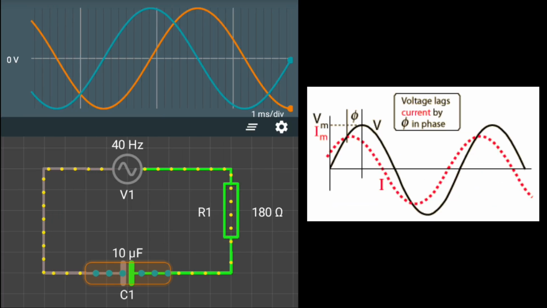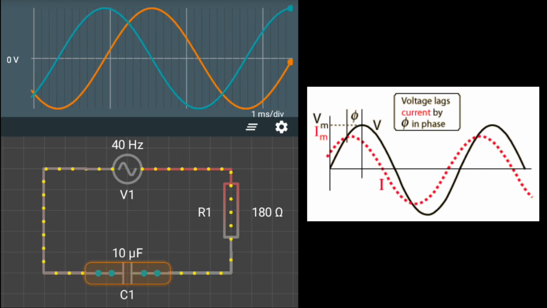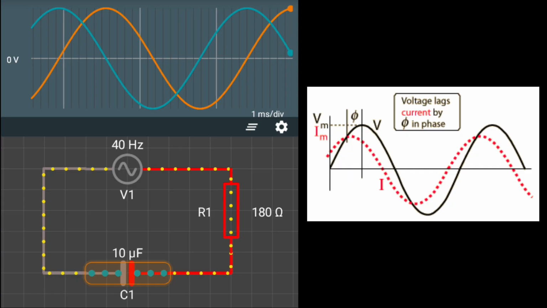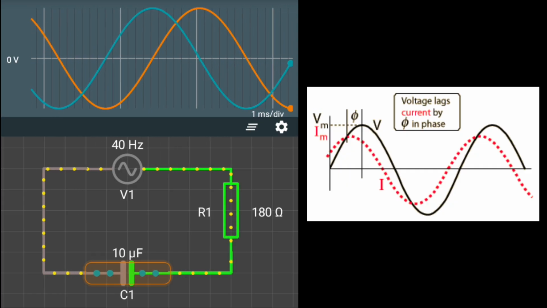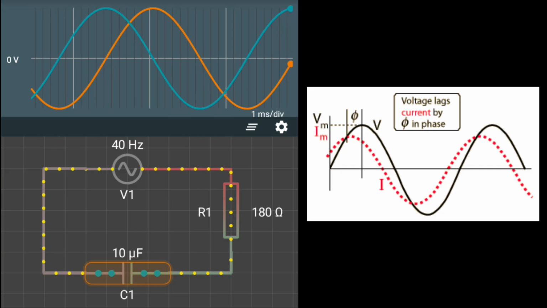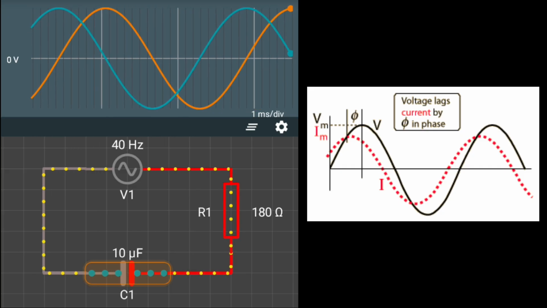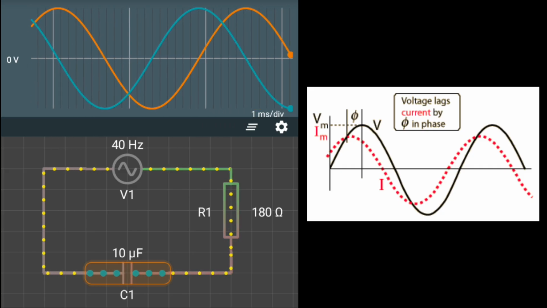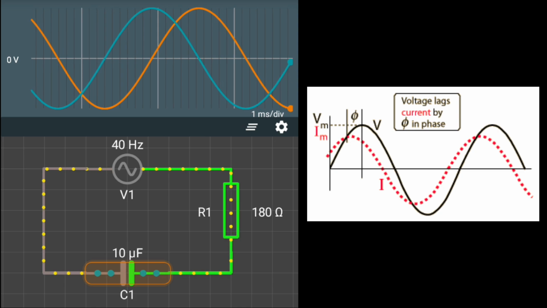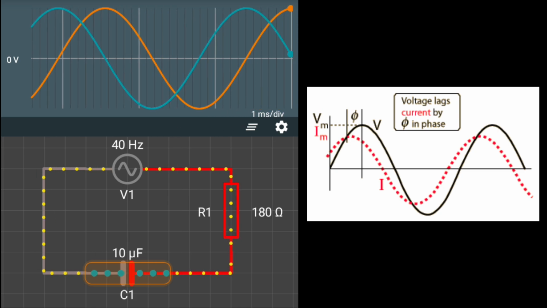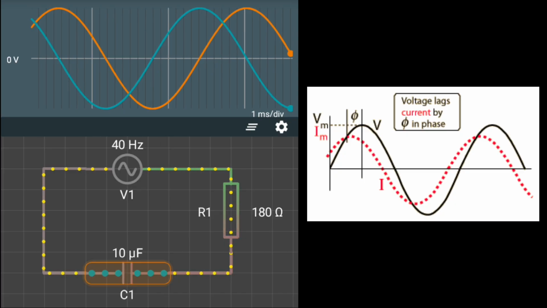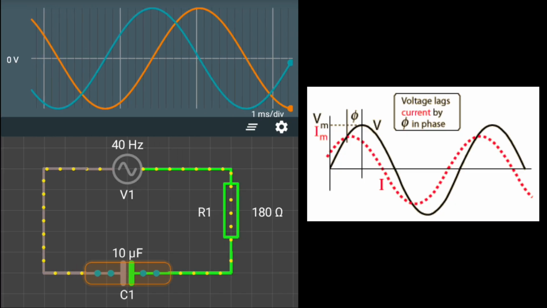2. Behavior of the capacitor. The capacitor, C, does something different. It stores and releases charge as the AC voltage changes. This introduces a phase shift between voltage and current. In a purely capacitive circuit, the current leads the voltage by 90 degrees. This means the current reaches its peak before the voltage does. But since we have both a resistor and a capacitor, the phase shift will be somewhere between 0 and 90 degrees, depending on the values of R and C.